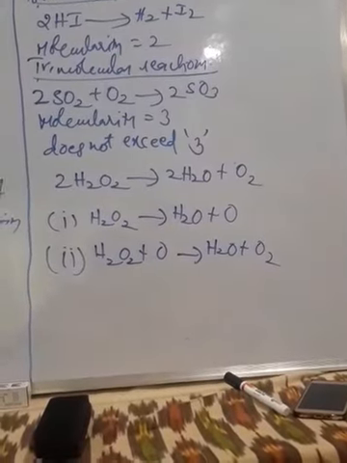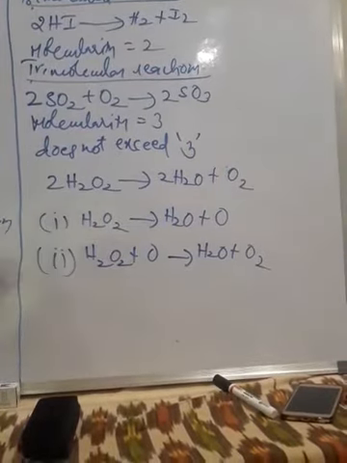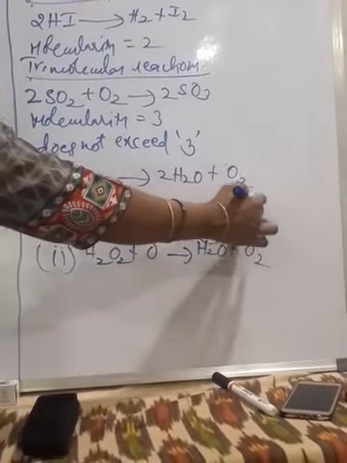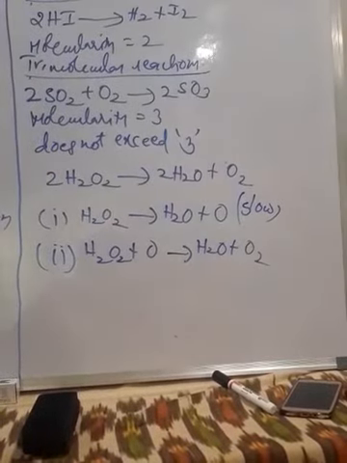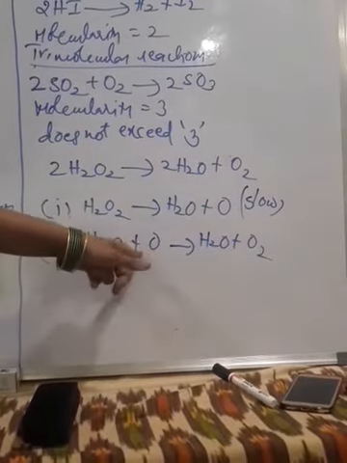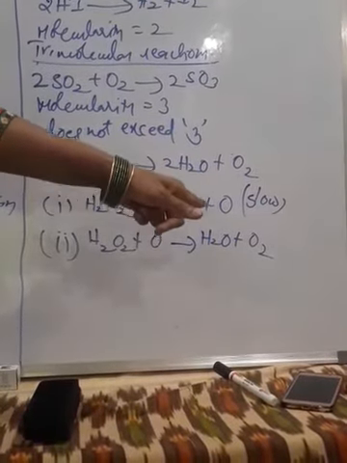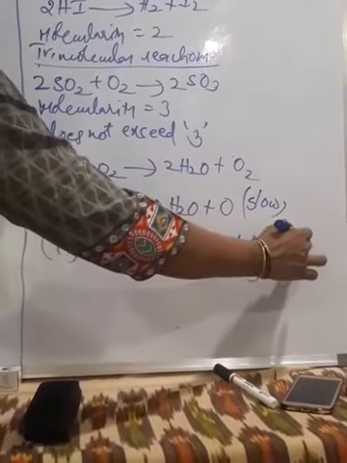H2O2 forms H2O and oxygen. This is the first step, and this is the slow step. Then in the second step, H2O2 again with oxygen forms H2O and O2. And this is the fast step.